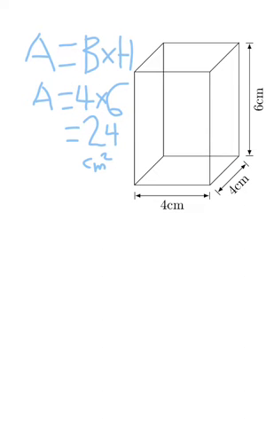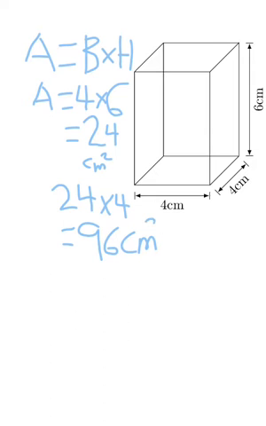And that's exactly what I solved with this right here, 4 times 6. So I'm going to do 24 times 4, because I know 4 faces are going to have an area of 24 centimeters squared. And once I multiply 24 by 4, I'll end up getting 96 centimeters squared. But remember, that's only 4 of the faces of this rectangular prism. I have 2 faces that I still have not touched.